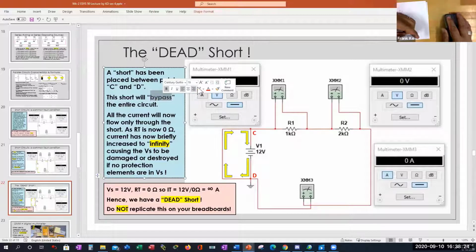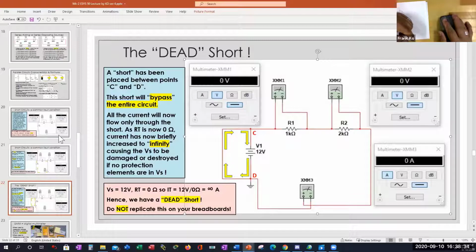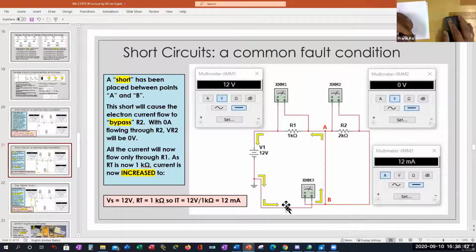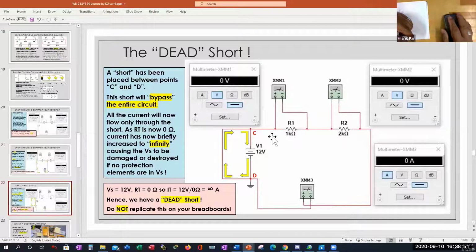It will bypass the entire circuit, okay? It's going to bypass the entire circuit. What does that mean? Take a look. The electricity originally came down and flowed through this whole circuit. Once we put the short in, the electricity only flowed through one resistor, and we bypassed R2. Now by putting in the wire here, all the rest of this circuit has been bypassed.